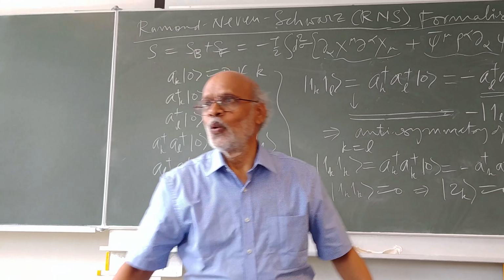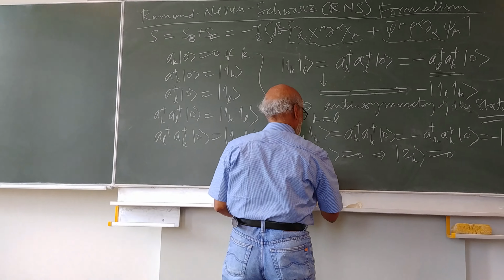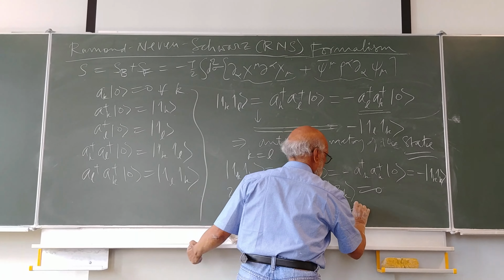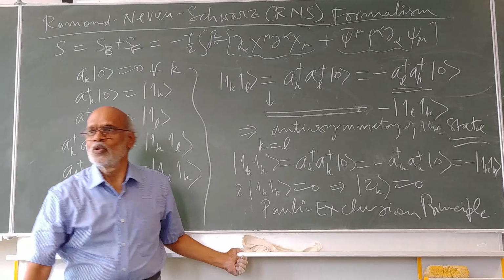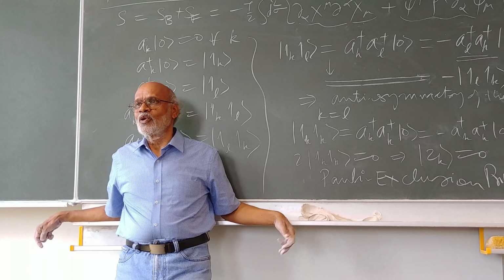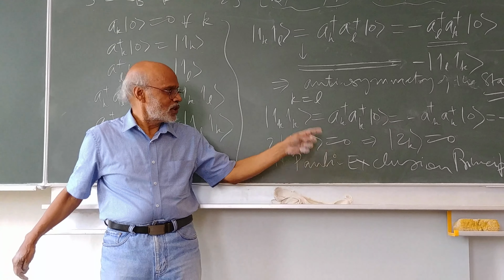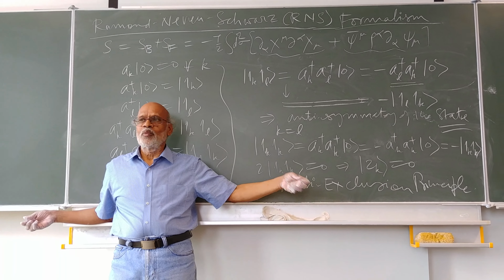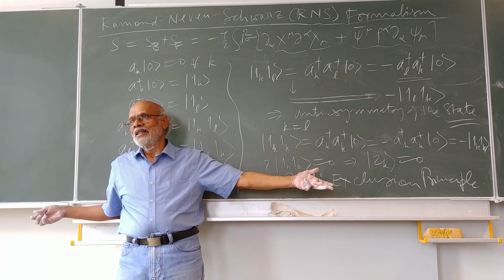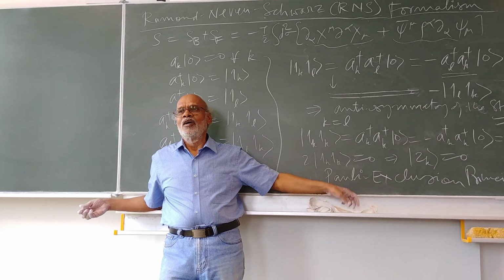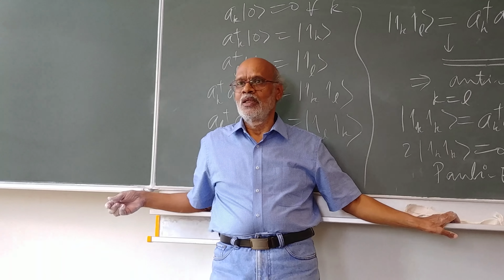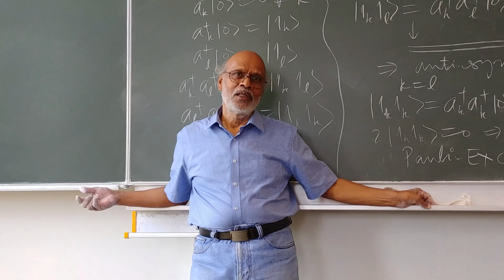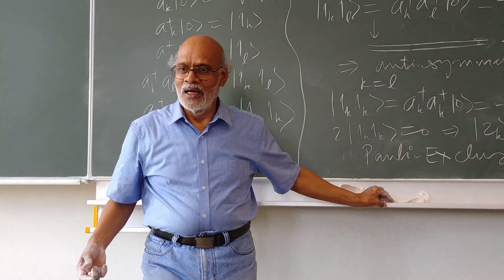So we derive the so-called Pauli exclusion principle. Our Pauli exclusion principle automatically follows: two identical fermions cannot stay in the same state. So I make both the particles to be of the same type, and then the state vanishes. So this quantum state is not possible. Two identical fermions cannot stay in the same quantum state. And this is all about this.